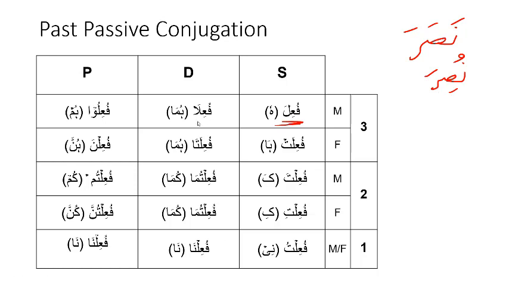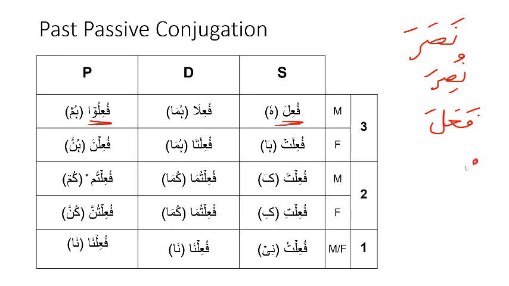If I want to say two men were helped, I would say nusira. If I want to say multiple men were helped, I would say nusiru. So notice this conjugation can then be applied to any verb. Another point that I want to make here is that when we are talking about the active tense verb, the third person masculine can take three forms. Sometimes you will have fa'ala, and an example of that would be nasara or daraba.